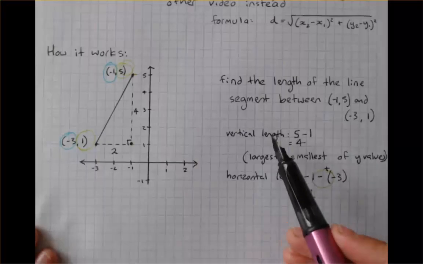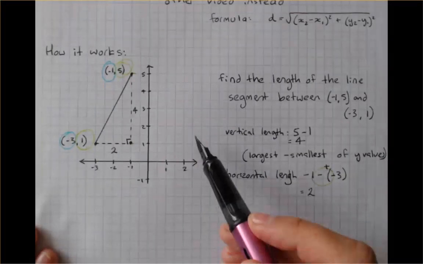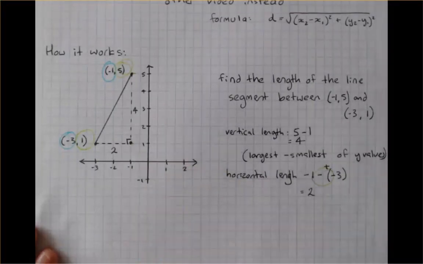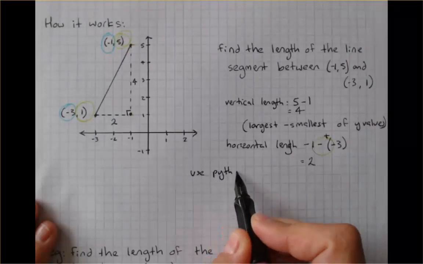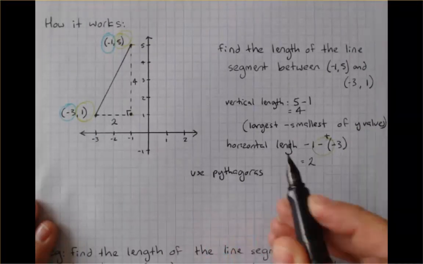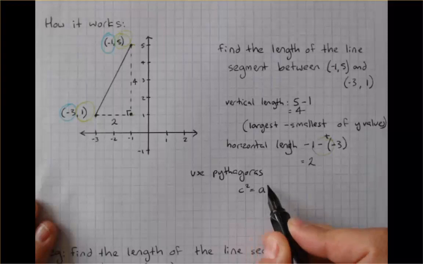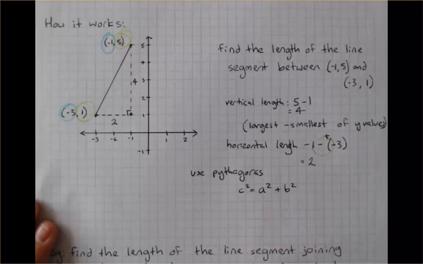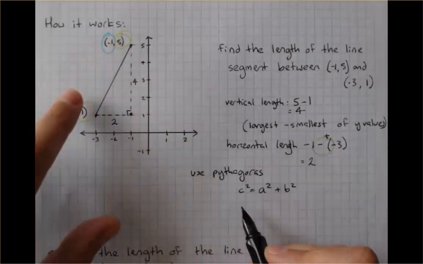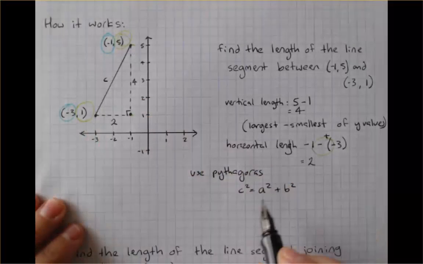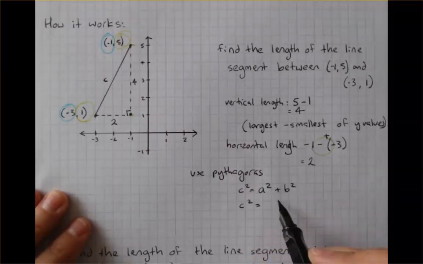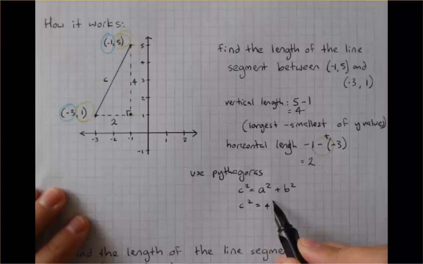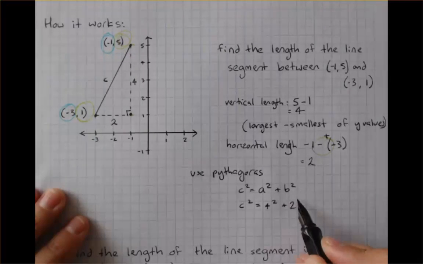Now, once we've got the vertical length and the horizontal length, those are the two short sides of the right-angled triangle, and we use Pythagoras. C squared equals A squared plus B squared. We want C, the hypotenuse. So C squared equals, now A and B are our short sides, 4 squared plus 2 squared.